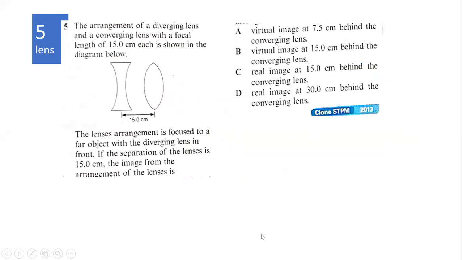Okay. What's the answer for this one? The arrangement of a diverging lens and a converging lens, each with focal length 15 cm, is shown in the diagram below. The lens arrangement is focused to a far object with the diverging lens in the front. Right? Far object is here. If the separation of the lens is 15 cm, the image from the arrangement of the lenses is, what's the answer?